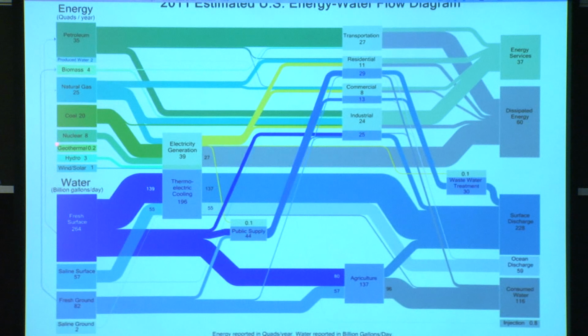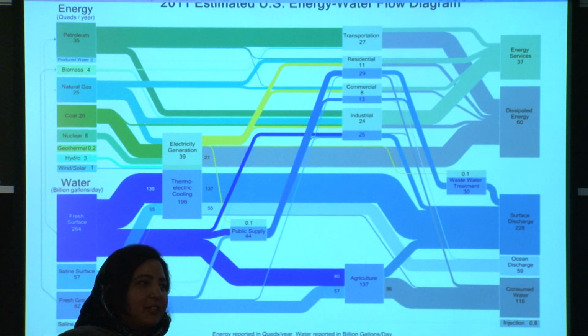Different energy resources, biomass, natural gas, coal, nuclear, geothermal, hydro, and wind, flow into the different applications: residential, commercial, industrial, and so on. And then we have the water sources. We have the fresh water, saline water, and fresh ground and saline ground, and how they're also distributed to different applications. I was very inspired by this diagram, and I wanted to create something similar for Saudi Arabia.